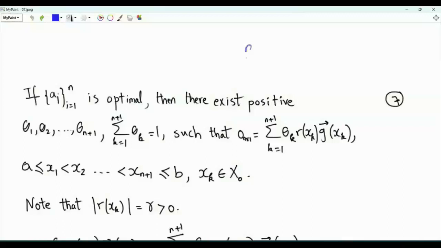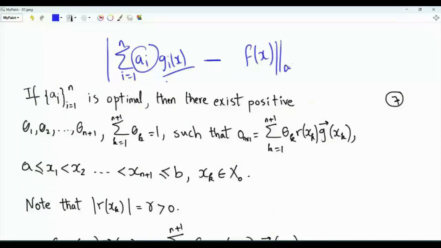Let's examine our current situation. We have a continuous function f of x. We have an approximation for that function in this form, summation i from 1 to n, a_i g_i of x. The g's are continuous functions that satisfy the Haar condition. The difference between these is the residual. We will obtain the coefficients such that the L infinity norm of the residual is minimized.